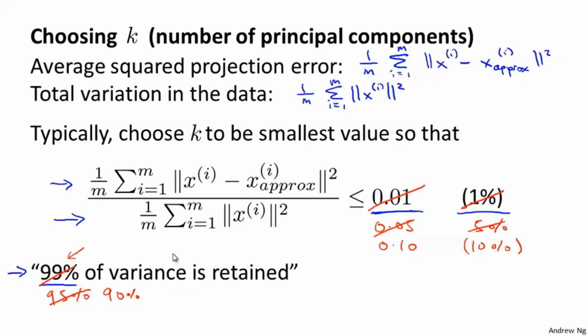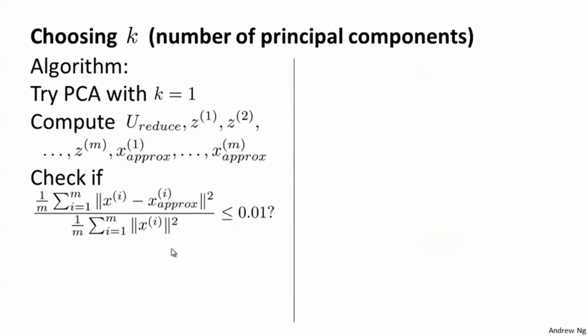So how do you implement this? Well, here's one algorithm that you might use. If you want to choose the value of k, we might start off with k equals 1, and then we run through PCA.